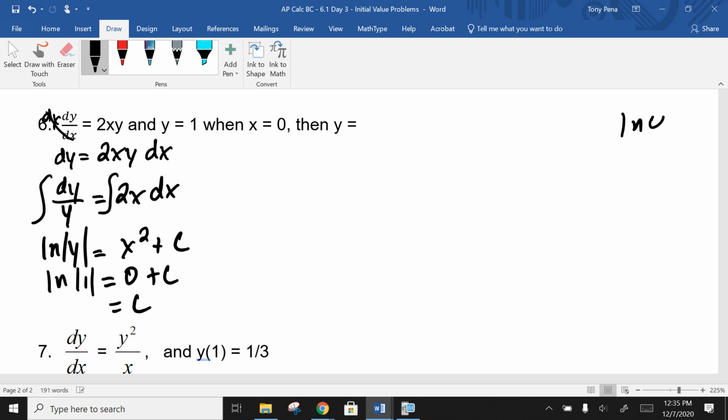Keep all these in mind: natural log of 0, natural log of 1, natural log of e, natural log of e to a power. We need to know all of those. The natural log of e is a 1. The natural log of 1 was what? Remember that one?